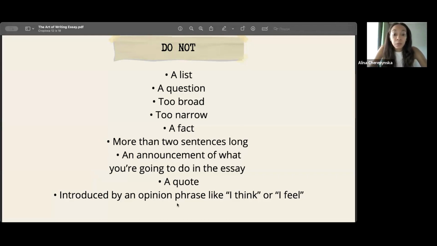A thesis statement could not be a quote because, again, it's not your own words. That is why it could not be a thesis statement. And what is more important, if you want to increase your level in writing, please do not use phrases like "I think" or "I feel," because a thesis statement is already your opinion. That is why these phrases are absolutely inappropriate for a thesis statement.